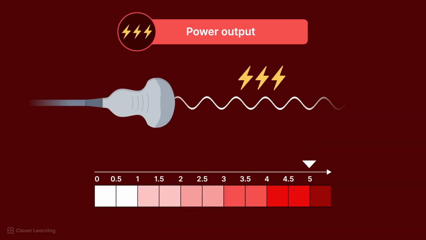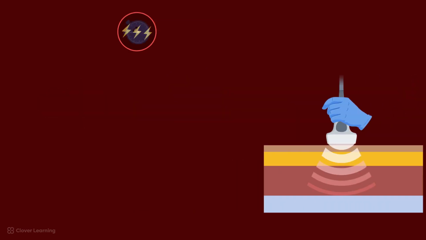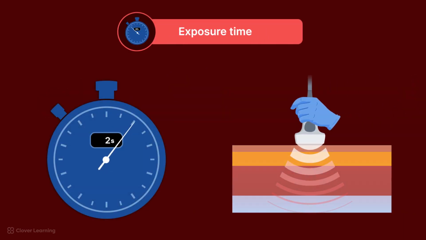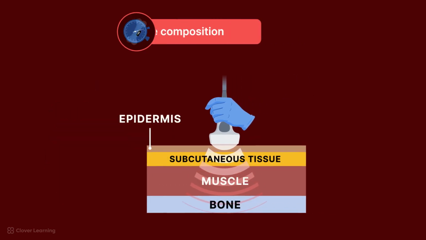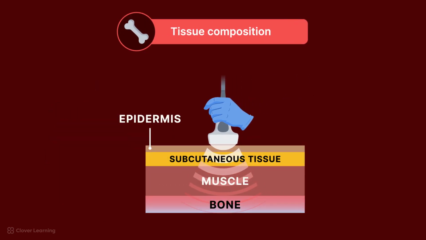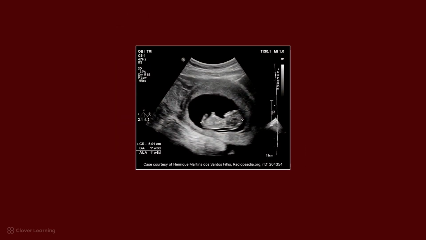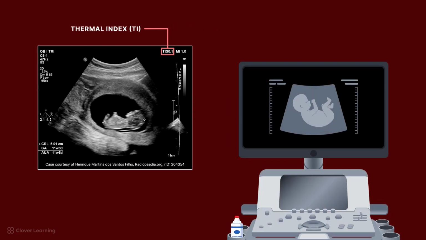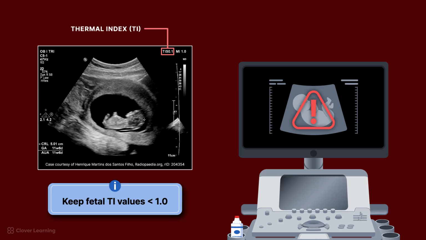A higher power output increases the TI. Increasing exposure duration, that is, using longer scan times, allows for more time for heat accumulation. Areas with high absorption properties, such as bone, exhibit greater temperature rise. Clinicians must monitor TI values, which are displayed on the ultrasound system monitor. TI values are particularly important in obstetric imaging, where fetal tissues may be more susceptible to heat-related damage. Regulatory guidelines suggest keeping TI values below 1.0 for fetal scanning and minimizing exposure duration.